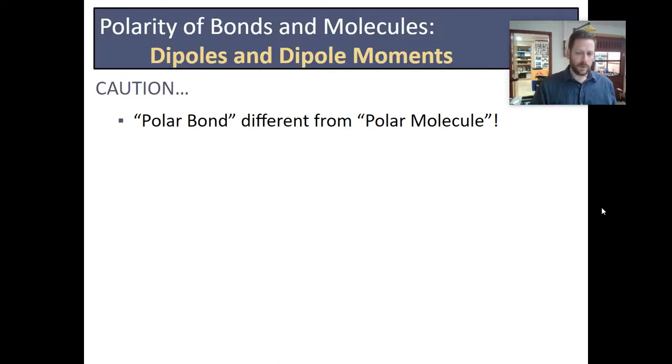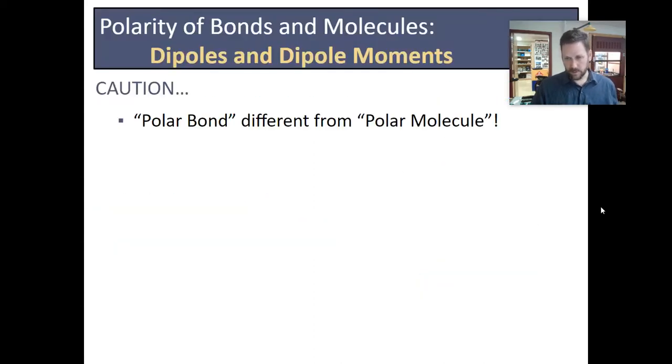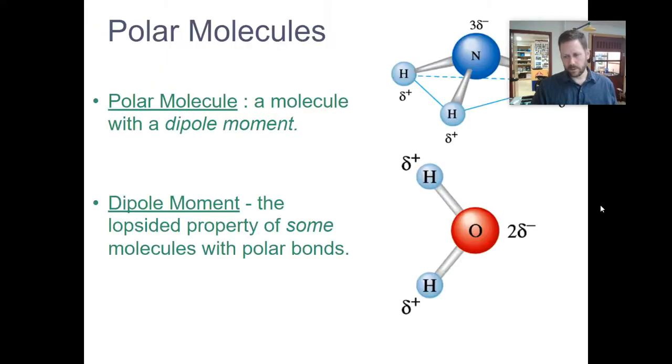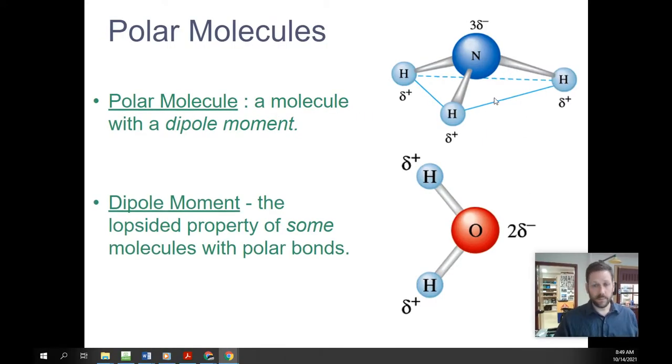Now we will go from just thinking about whether a bond is polar or not to thinking about whether a molecule is polar or not. And molecule polarity, of course, depends on molecular geometry. Both of these molecules are polar, not only because the bonds that are in them are polar bonds, but because the geometric arrangement of those bonds makes for a lopsided molecule, so to speak, lopsided distribution of charge.